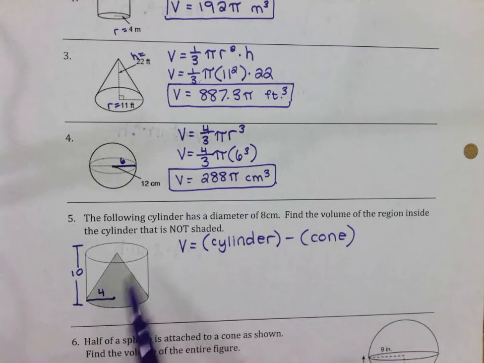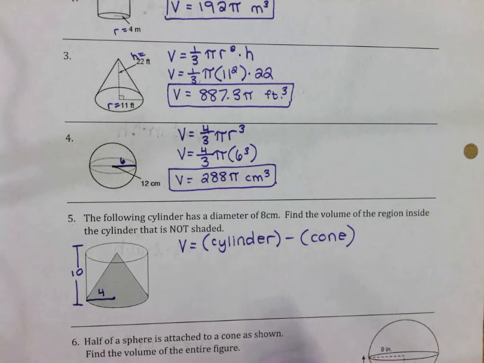Some students remember the relationship between a cone and a cylinder. Remember, a cone is equal to 1/3 the volume of a cylinder. So if the cone is taking up 1/3 of the space, the space around it has to be 2/3. So we could do 2/3 times our cylinder, and that would get us the answer.